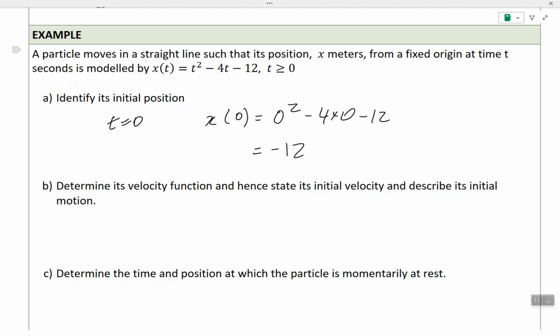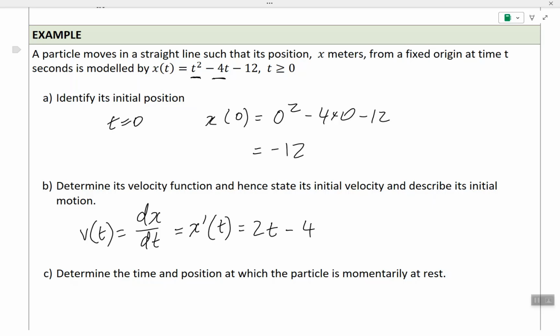Determine its velocity function and hence state its initial velocity. Describe its initial motion. So first part, how do we find the velocity function? We do the derivative. So the derivative dx/dt, or x dash in terms of t, is what? We bring the power out the front, minus 1 from the power. This bit here, bring the power out, minus 1 from the power. You're left with that. So there's our velocity in terms of time.